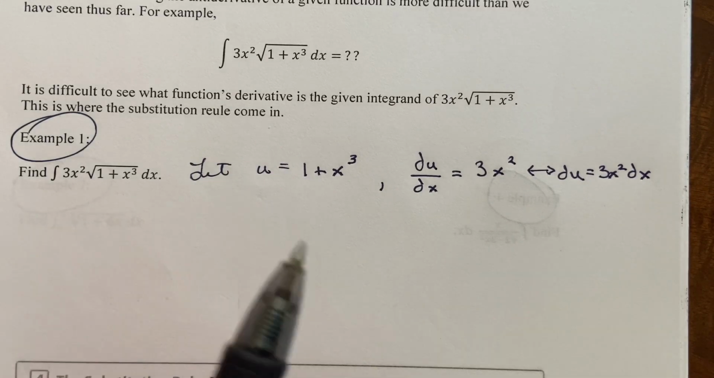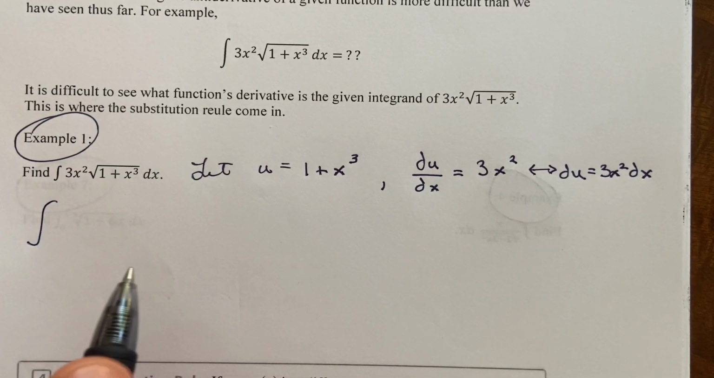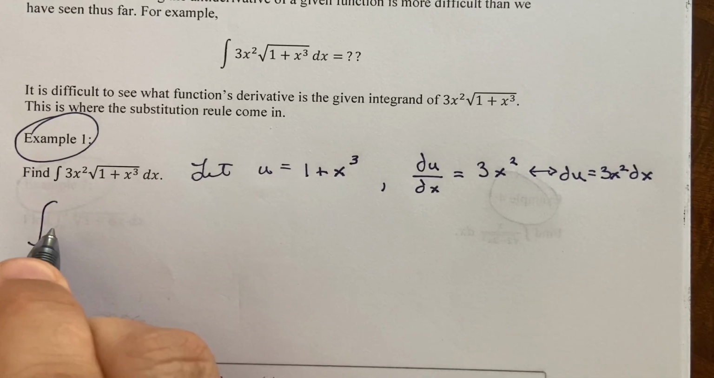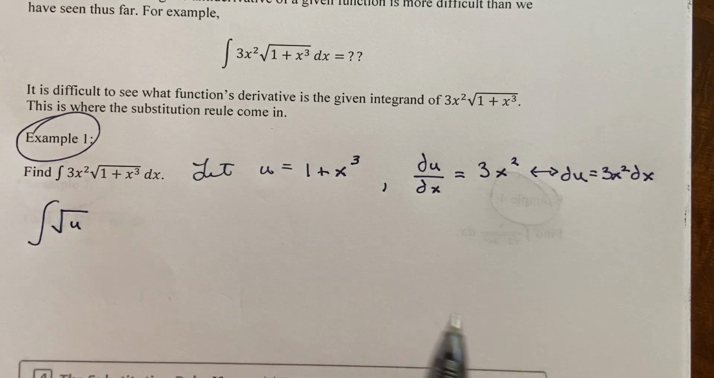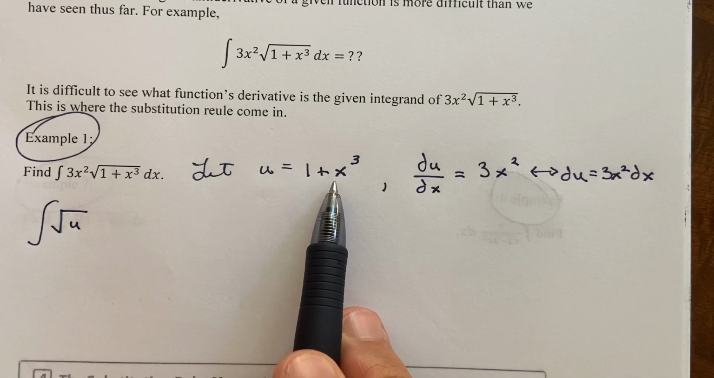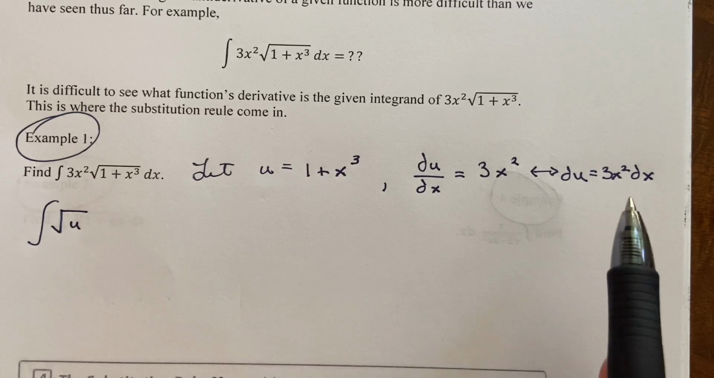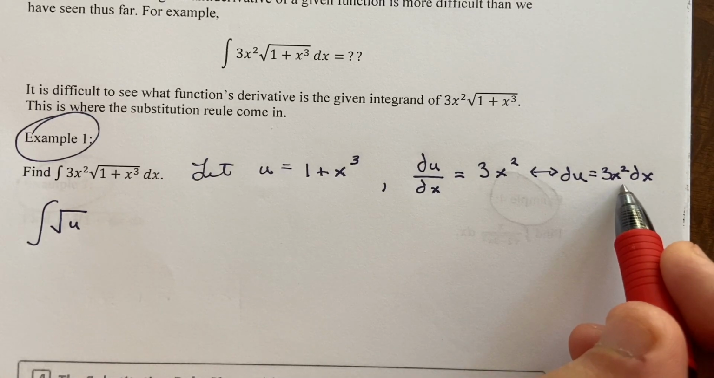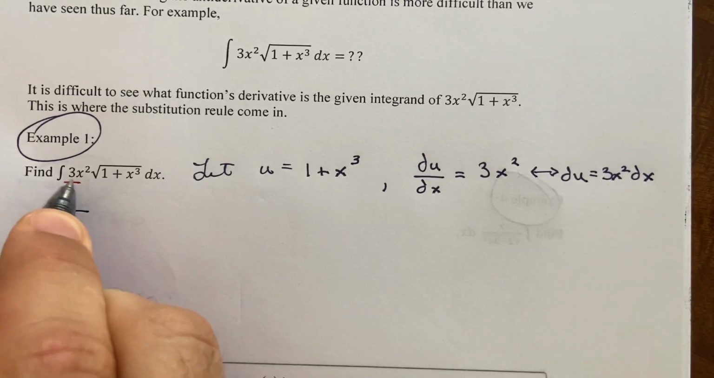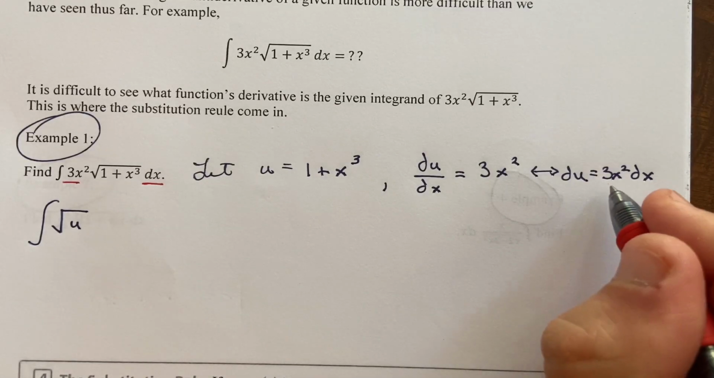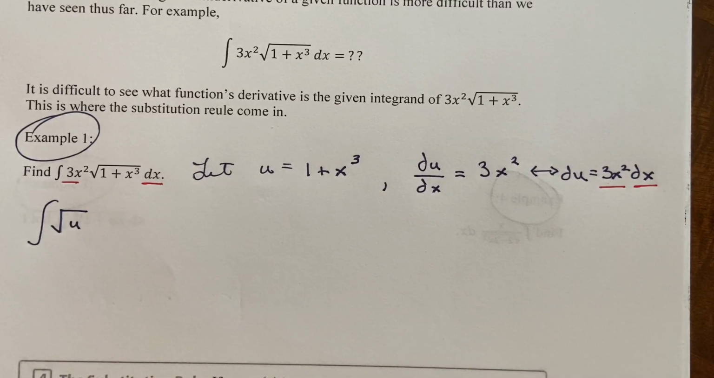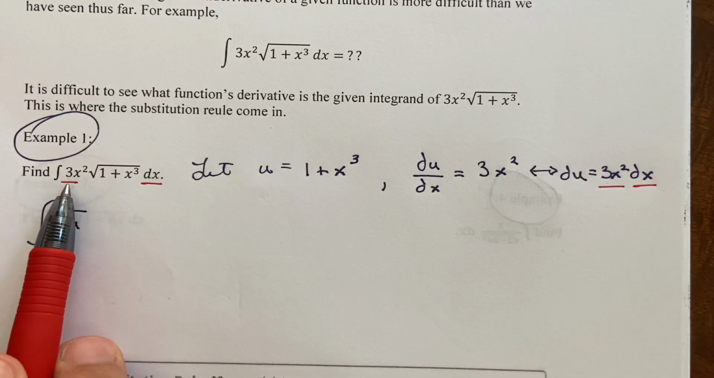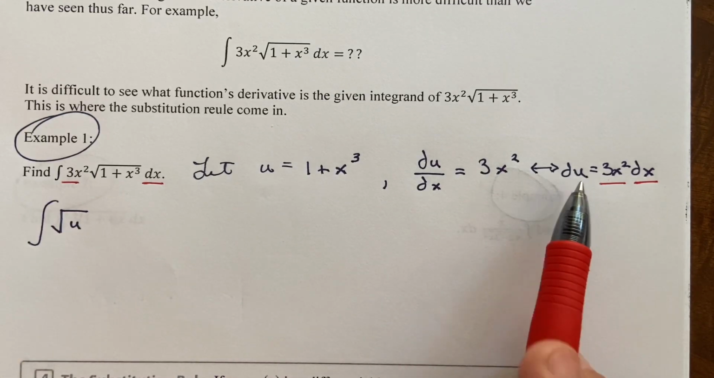So what I can now do is rewrite my integral. Instead of the square root of 1 plus x cubed, I'm going to have the square root of u, right? Because I'm making that substitution. And what's nice about that is, here's 3x squared, here's dx. So what this substitution is suggesting is that I can replace 3x squared dx with just du.